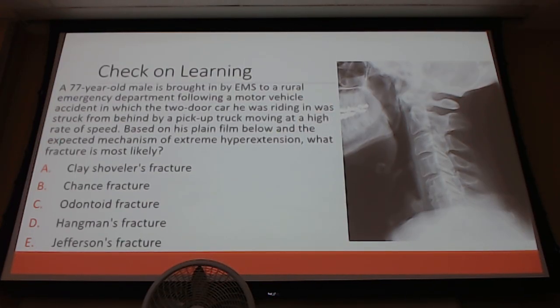And then a 77-year-old male is brought in by EMS to a rural ED following a motor vehicle accident in which the two-door car he was riding in was struck from behind by a pickup truck moving at a higher speed. Based on his plain film below, and the expected mechanism of extreme hyperextension, which fracture is most likely? Yeah, our hangman fracture, right? Not as impressive as that earlier image we had, but you can see the fracture going through the vertebral body in the posterior portion.